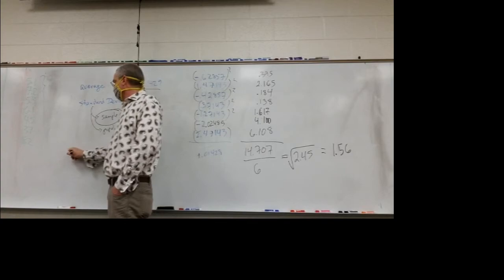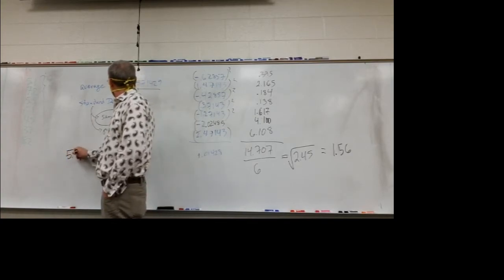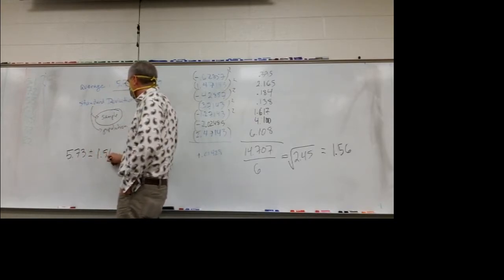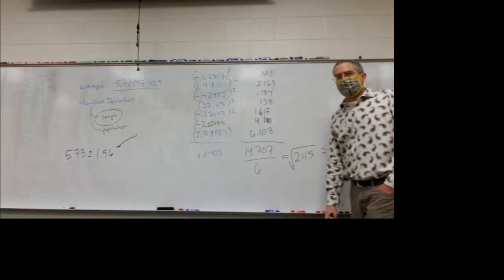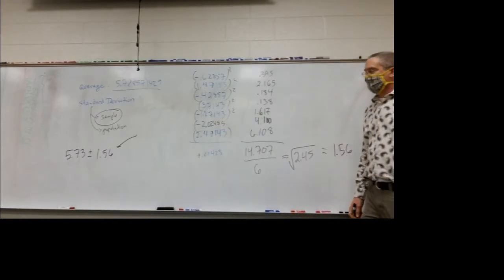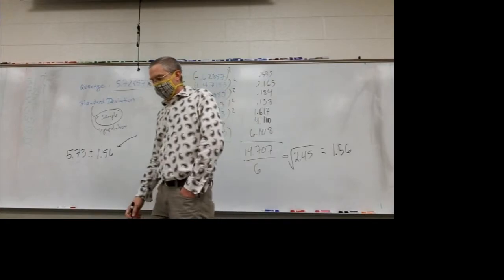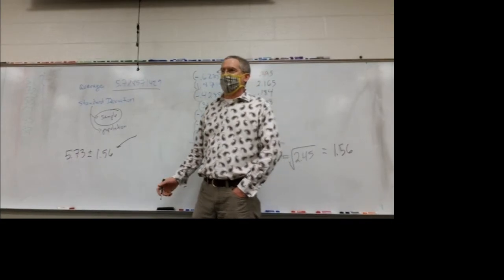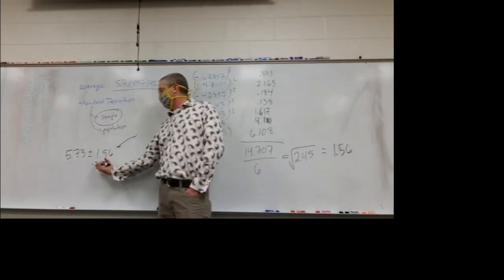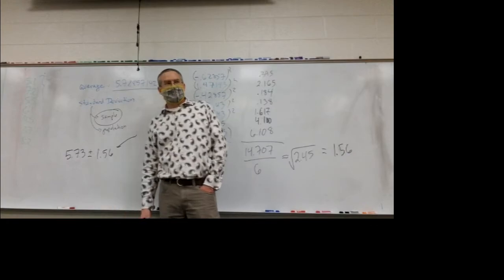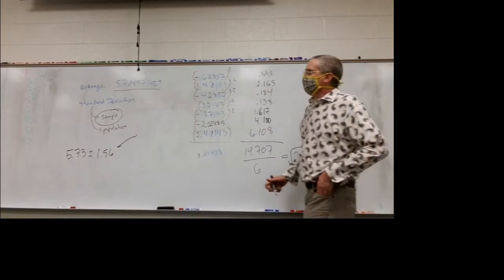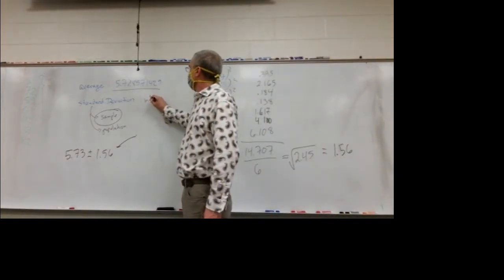So we would express our average as 5.73 plus or minus 1.56. This gives us an idea of the spread of it. If the sample population is large enough, then 68.27% of all measurements would be within this amount of our average. So standard deviation is an indication of the spread of numbers.